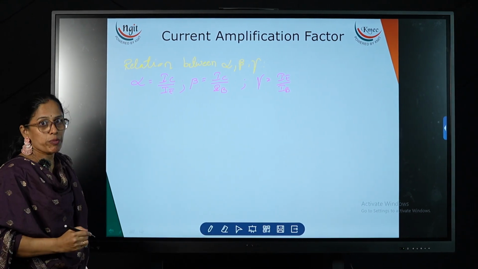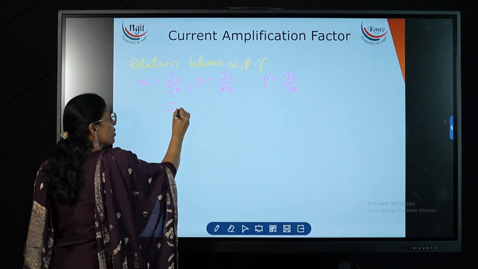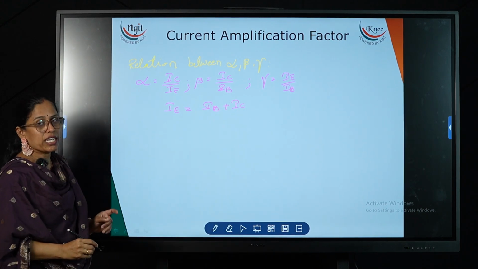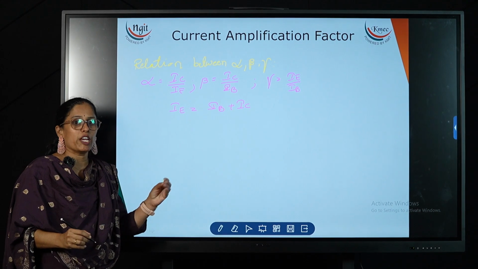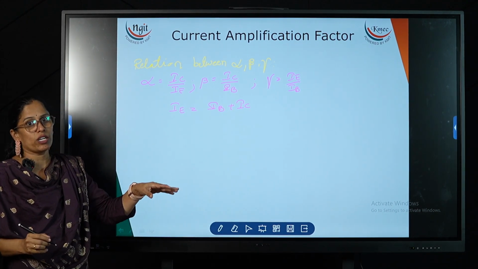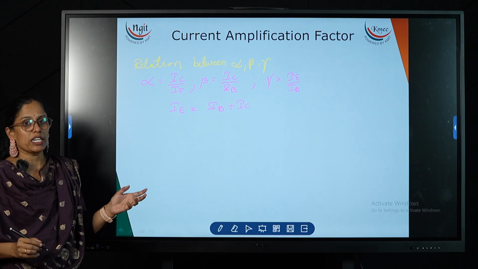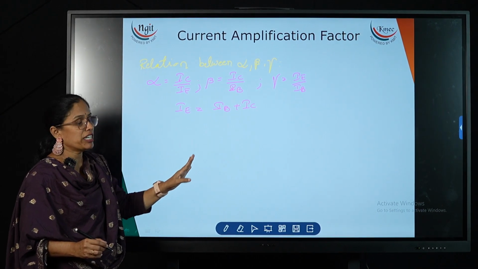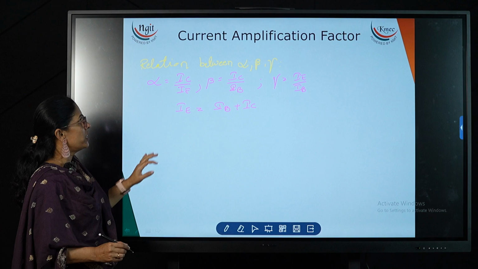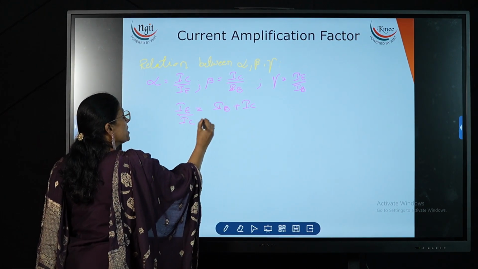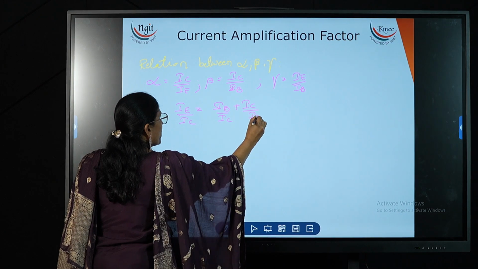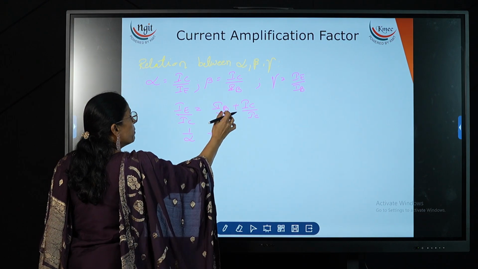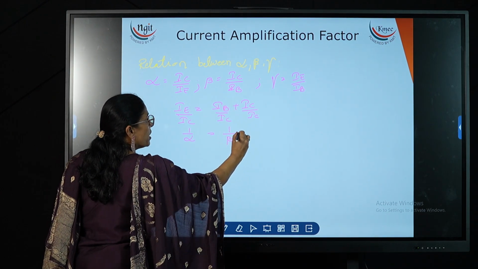And what is the total current expression? IE is equal to IB plus IC. This we studied in the transistor operation. The emitter emits the charge carriers that enter the base, and the remaining charge carriers are collected by the collector. So the total current IE is equal to IB plus IC. Now if we divide this equation by IC, then IE by IC is nothing but 1 divided by alpha, and IB by IC is nothing but 1 divided by beta, plus 1.